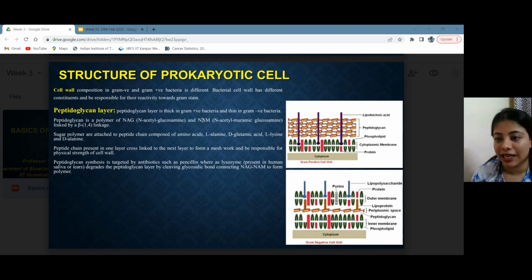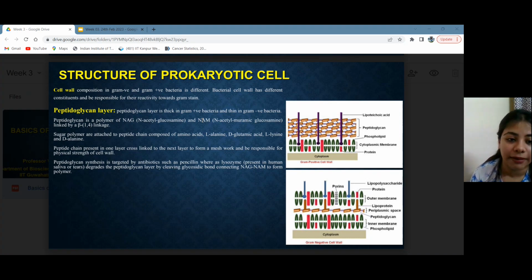It's made up of NAG and NAM residues, N-acetyl glucosamine and N-acetyl muramic acid, which are linked by beta-1,4 glycosidic linkage. The other amino acids present are L-alanine, D-glutamic acid, L-lysine, and D-alanine as well. They are cross-linked, they form a meshwork, and they provide the physical rigidity of the cell wall, which is one of its key functions.